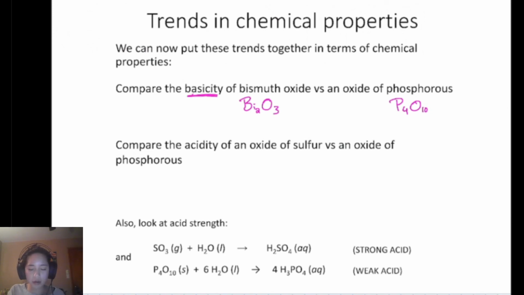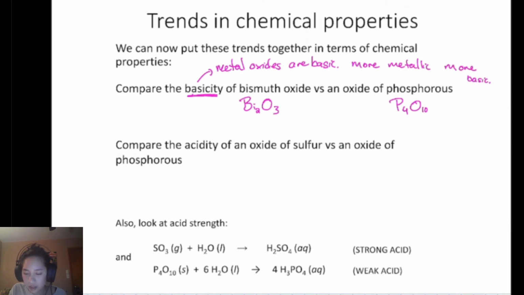If I remember correctly, metal oxides are basic. So the more metallic an element is, the more basic it should be, right? So let's compare bismuth and phosphorus. Let's look at the periodic table. I don't even need to know what the formulas of these oxides are. All we needed to know is bismuth versus phosphorus.